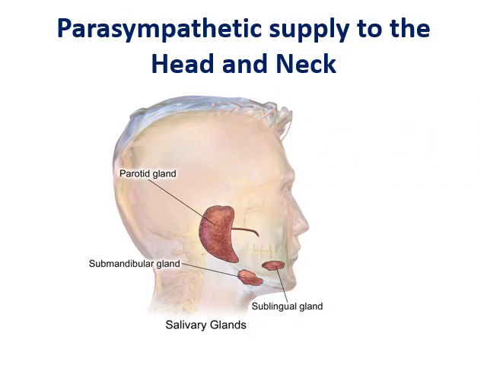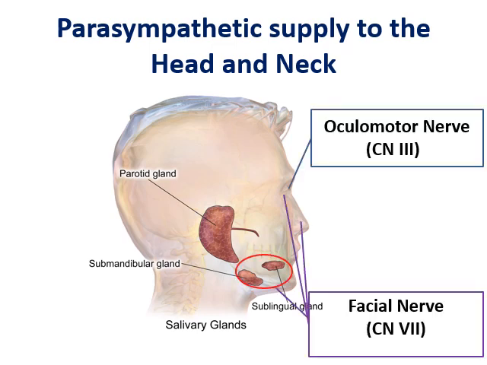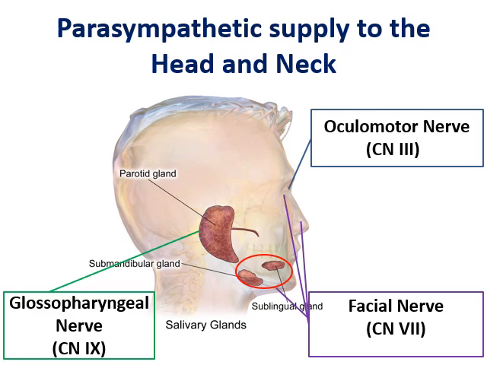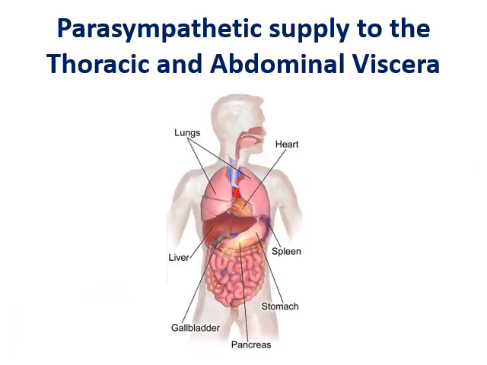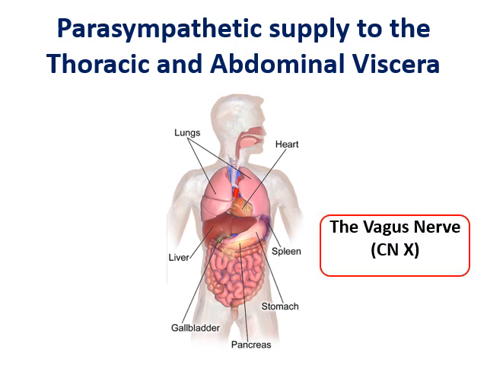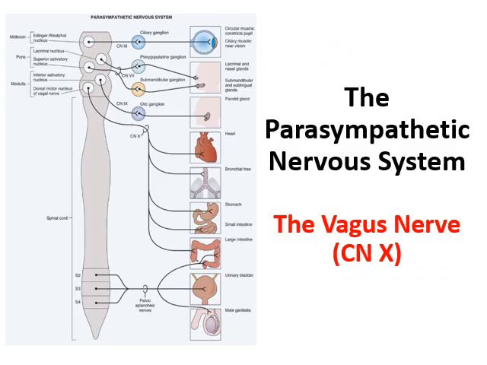So remember that the parasympathetic supply to the head and neck is provided via the oculomotor nerve, the facial nerve, and the glossopharyngeal nerve. Now coming to the parasympathetic supply to the thoracic and the abdominal viscera. The thoracic and abdominal viscera are supplied by the vagus nerve, the 10th cranial nerve, in which the preganglionic fibers arise from the vagal nucleus in the medulla.